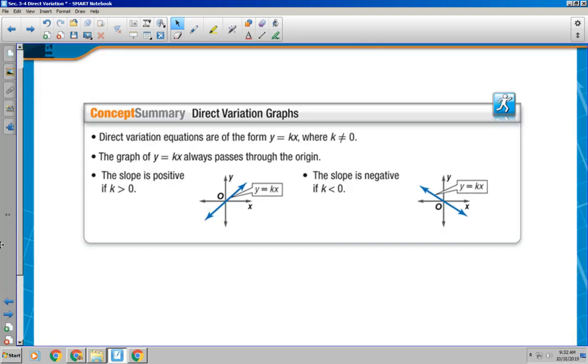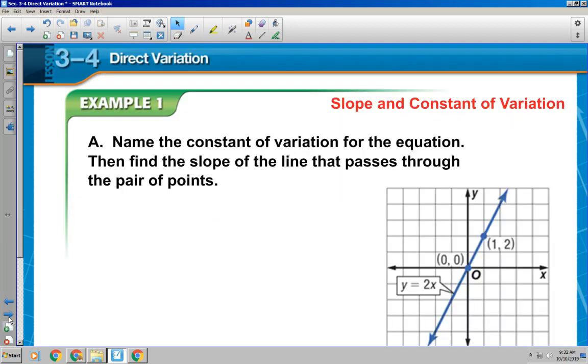Now, we already kind of took care of this. All direct variations, if you look at these two pictures, have to go through the origin. Obviously, k greater than 0. You can see there, it says right there, my slope. So k and slope, one and the same. It's positive. And in this one over here, obviously being less than 0, it's a negative.